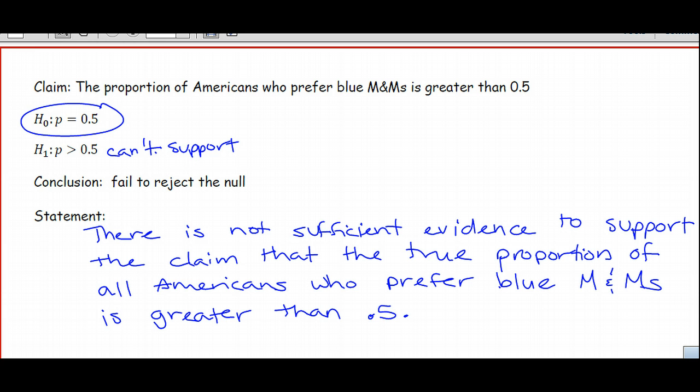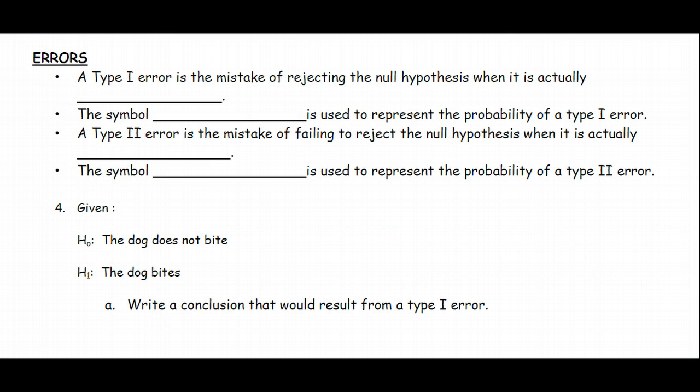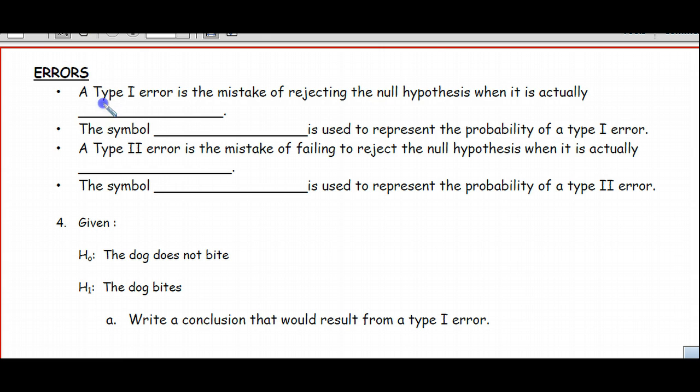And this brings us to errors, and we're going to talk about that next. So a type 1 error is the mistake of rejecting the null when it's actually true.